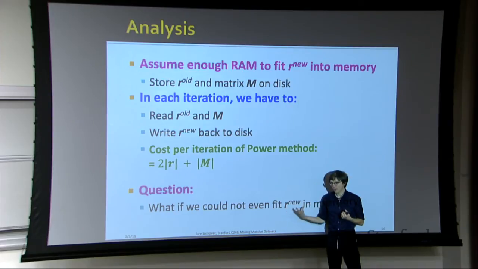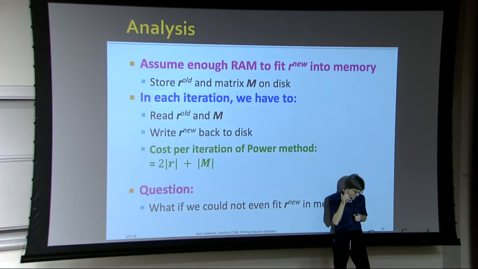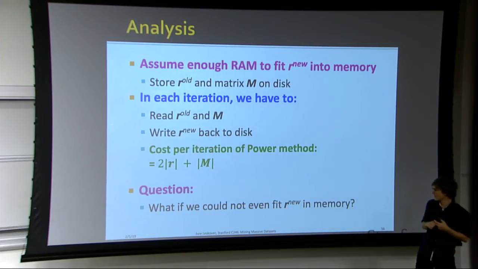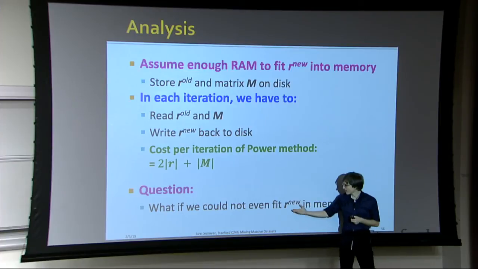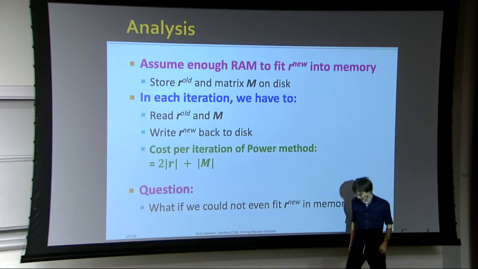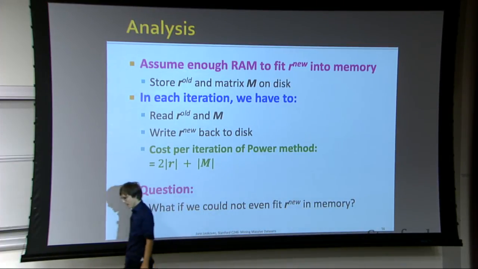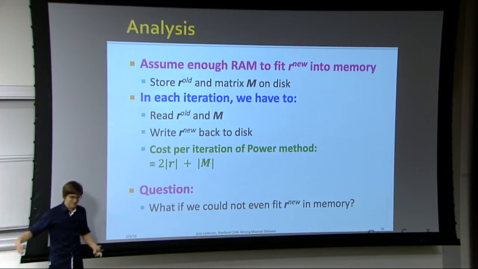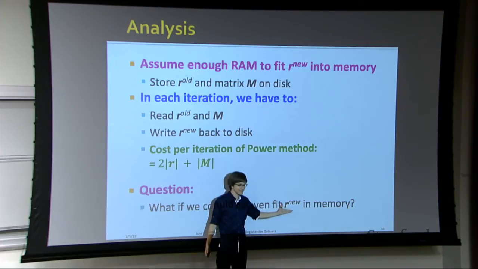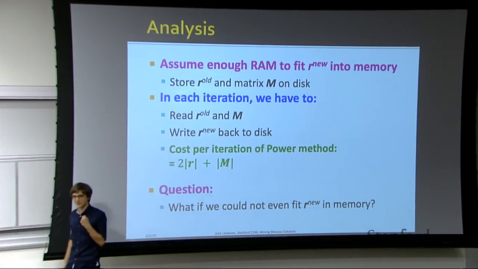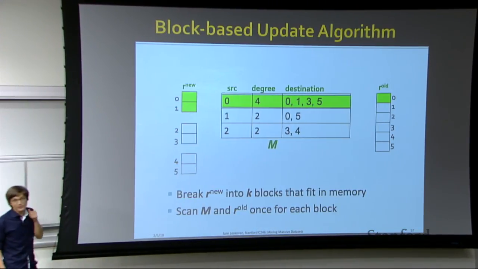What now if I have so little memory? What if I want to compute the PageRank of a billion node graph on, I don't know, my cell phone? Actually, I could do it, but not on a cell phone, on my calculator, right? Where even my R new doesn't fit in the memory of the calculator, but the calculator comes with a hard disk, okay? So I have this fancy calculator with a hard disk, and I want to compute R new, okay? So how would I do this?